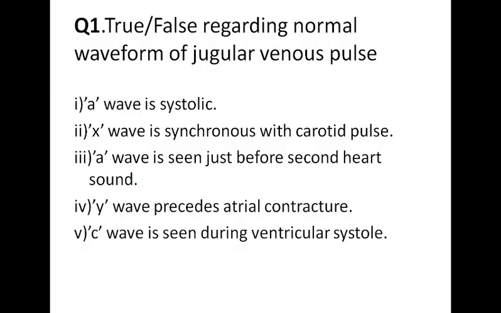The first question, true or false regarding the normal waveform of the jugular venous pulse. A wave is systole, X wave is synchronized with carotid pulse, A wave is seen just before the second heart sound, Y wave precedes atrial contraction, C wave is seen during ventricular systole. So read the textbook. Kumar and Clark or Davidson is recommended.